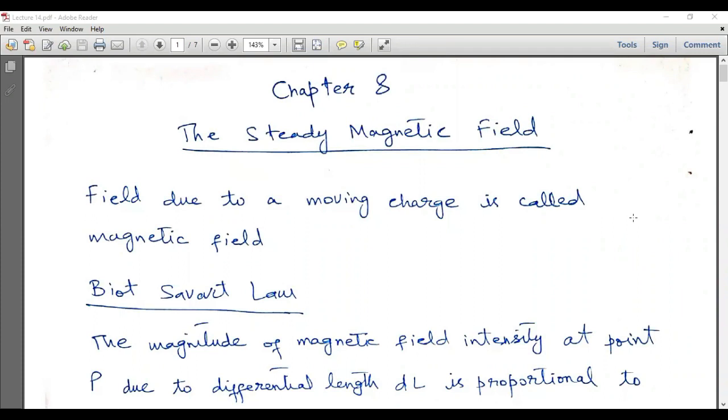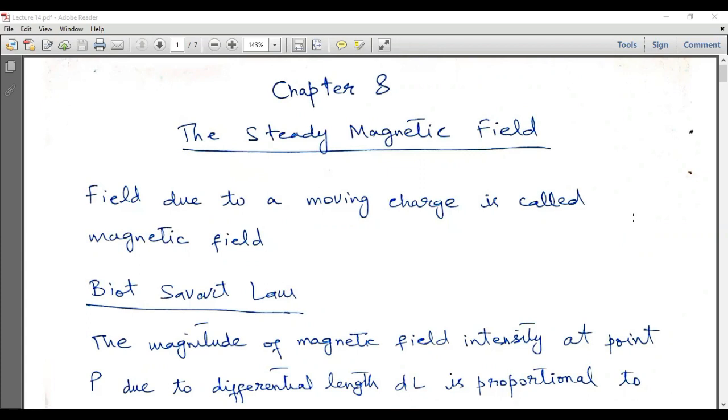In this lecture, I am going to start the 8th chapter of the Engineering Electromagnetics textbook, and the name of this chapter is the Steady Magnetic Field. And in this chapter, we will discuss the laws associated with the magnetic field.